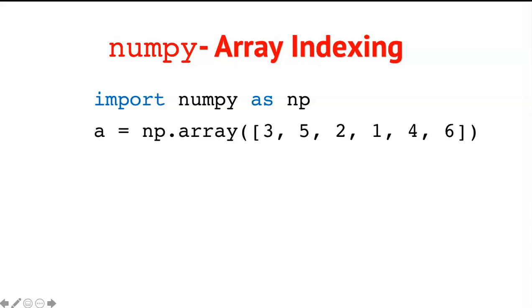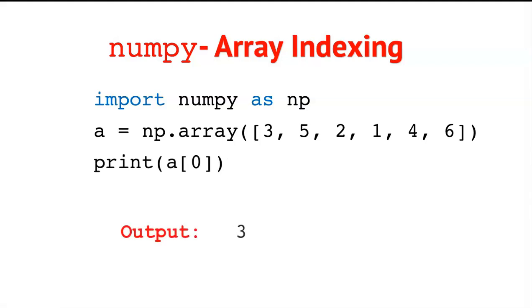Therefore, when we print a of 0, it will give the value 3, the value at index number 0. In the same way, when we print a of 1, it will give the output 5, the value at index number 1. In the same way, we can print the value at index number 2 and index number 3 and so on.